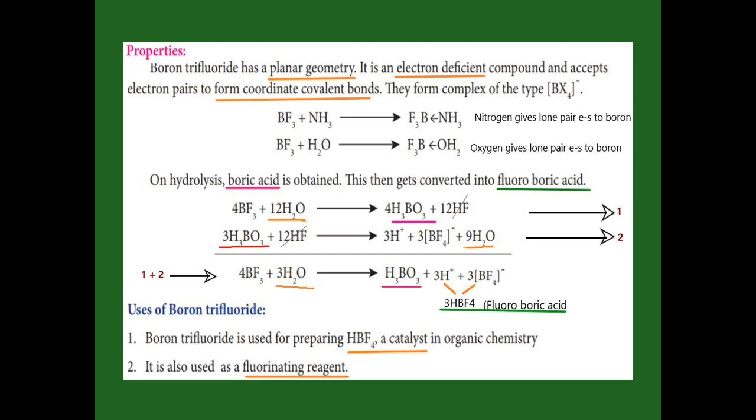Now, uses of boron trifluoride. Fluoroboric acid acts as a catalyst in organic chemistry. So that HBF4 is prepared with the help of boron trifluoride. Then boron trifluoride is also used as a fluorinating agent.